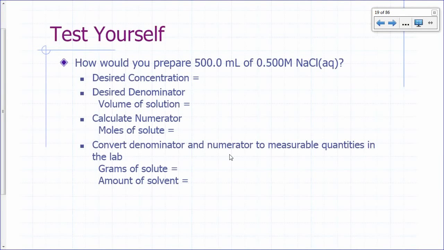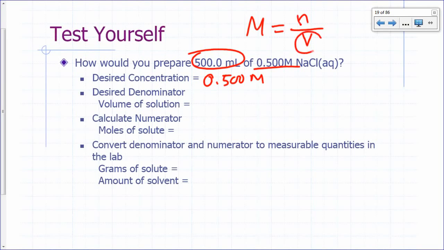Let's look at an example here. Let's say you want to prepare 500 milliliters of 0.5 molar sodium chloride. So what's our desired concentration? 0.5 molar, right? We've decided we want 500 mL, so that's the denominator in the defining equation. Remember, molarity is moles over volume, so number of moles is the numerator, volume in the denominator. We want 500 mL, so that's 0.5000 liters. What's our numerator? We multiply molarity times volume. So 0.5 times 0.5.